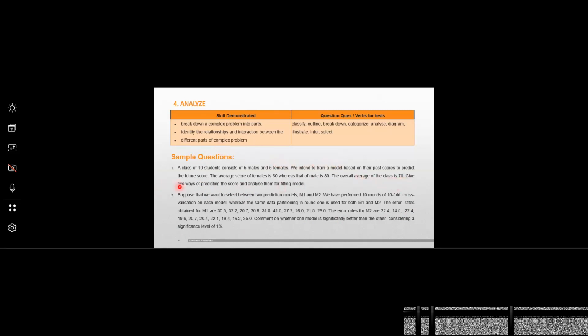Give 2 ways of predicting the score and analyze them for fitting the model. You can see the verb analyze is used in this question. Some data is given, and he asks you to use 2 methods to analyze the particular data. As the questions go from remember to create, the level of understanding and the level of questions will increase. We can go up to 4 only, maximum, in our continuous internal assessment.